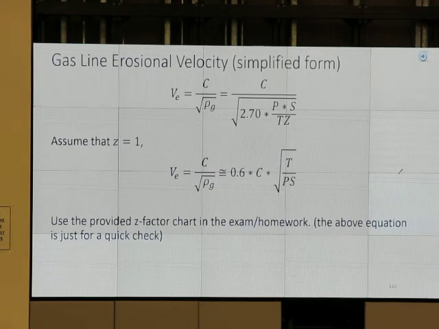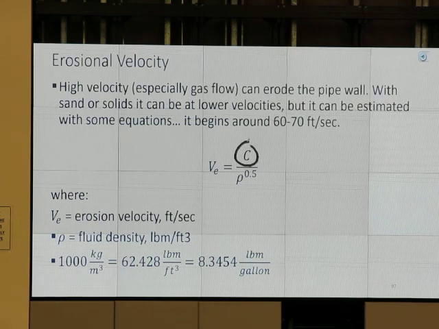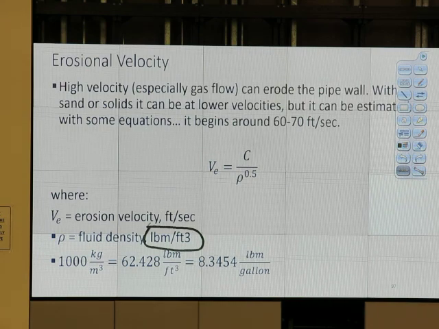Okay, calculation. The calculation requires a C value of 100 for the case where it's very erosive, with solid particles, and if everything is clean, you may use 300. Rho is in pounds per cubic foot. V is in feet per second.